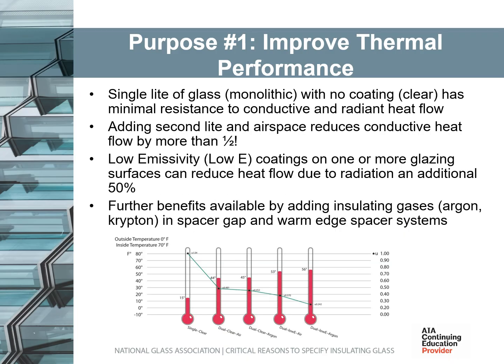There are many improvements to improve thermal performance of windows. Monolithic or single lights of glass without coatings were used commonly in the past and are still being used, mostly in warmer climates. These windows provide minimal resistance to radiant and conductive energy transfer. By adding a second light of glass creating an airspace, you break up the conduction to just the edge of the glass, significantly reducing the path for energy to be transferred.